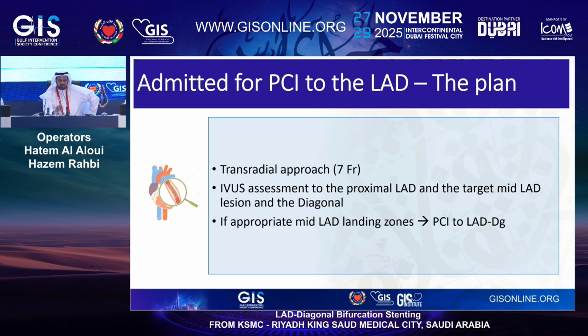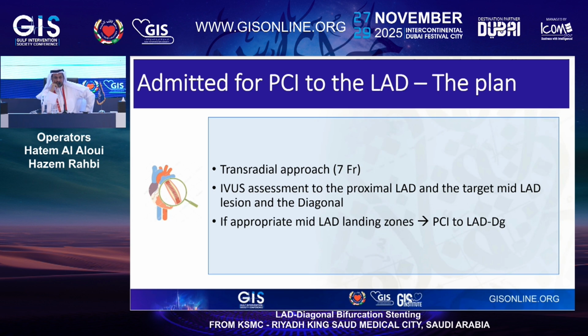We'll do an IVUS assessment for the proximal LAD lesion. We have seen that we have a moderate lesion, but just to be sure that if we are landing a stent in the proximal LAD, we will have a good landing zone there. And according to the IVUS assessment, we will plan our procedure, what we'll choose as a management plan for the LAD diagonal bifurcation.